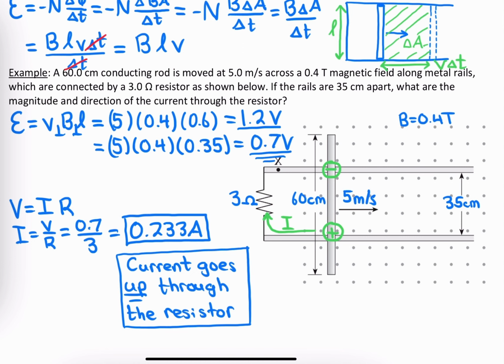And one other thing I'll make a note of here is, again, this 0.7 volts. The reason we used that instead of the 1.2 is the 0.7 was the part that was actually connected to our circuit. The rest of that 1.2 was overhanging on the top and the bottom, but not actually part of the loop, not part of the circuit. So the 1.2 volts here is for the entire rod. And the 0.7 was for the part connected to the circuit.